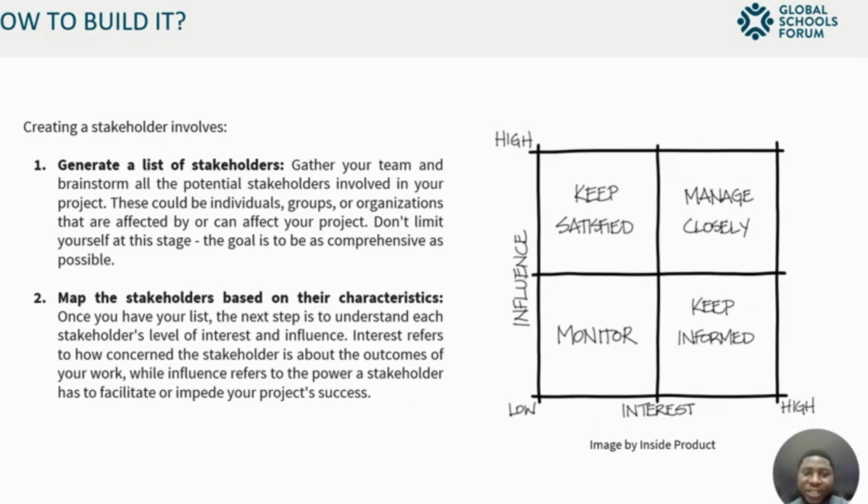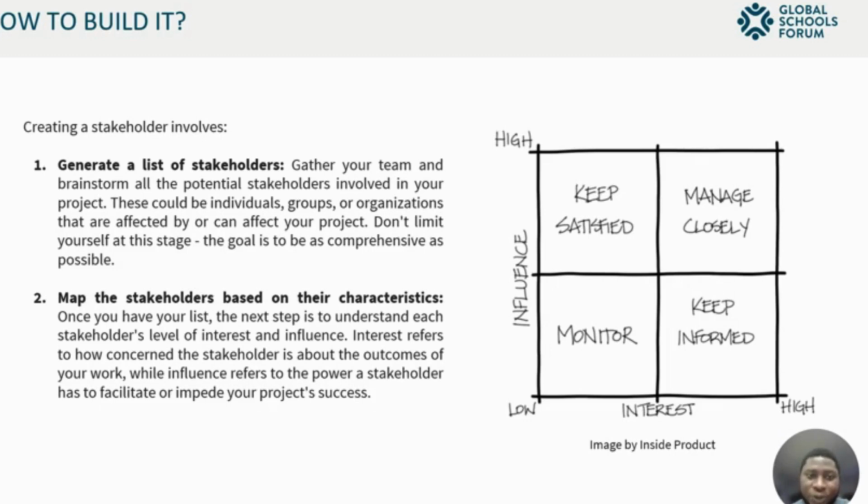How do you create a stakeholder map? To create a stakeholder map, you start by developing the stakeholder list. Bring your team together to explore the potential stakeholders involved in the project at various levels. Try not to overlook anyone at this stage. Include organizations, individuals, or groups that are affected by your project and those whose actions may impact the success or progress of your project. Next, start to map the stakeholders based on their characteristics.